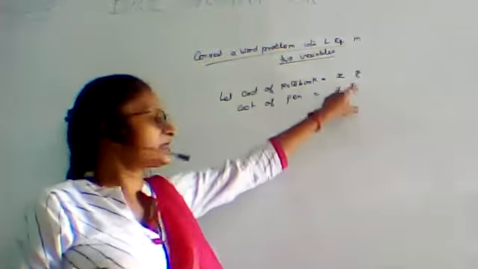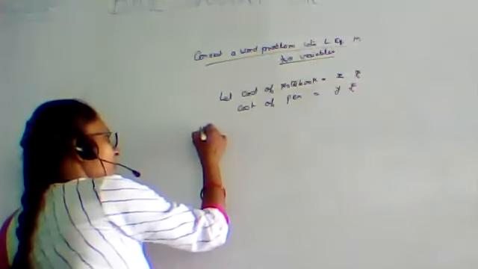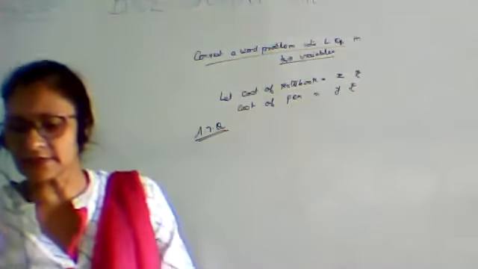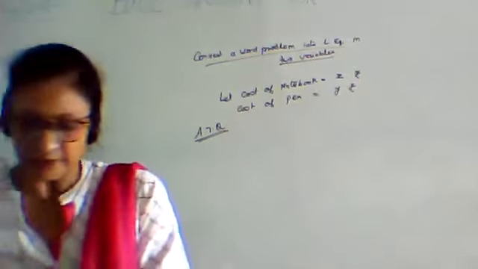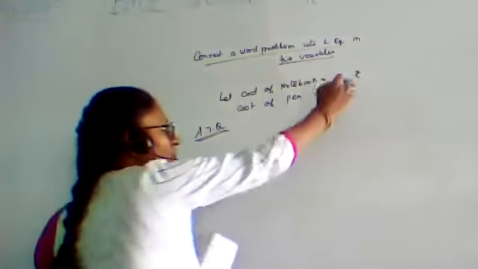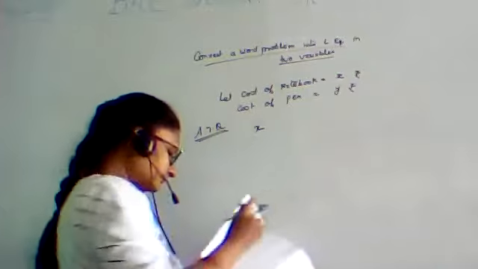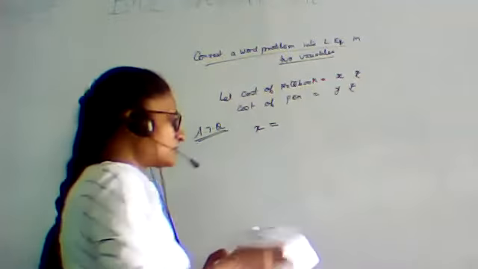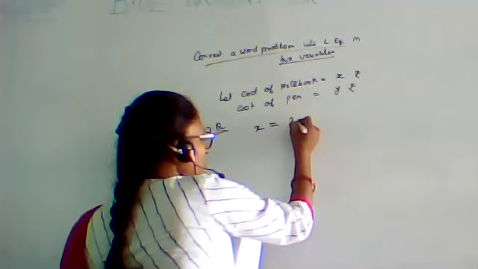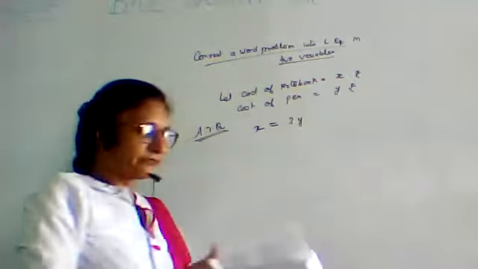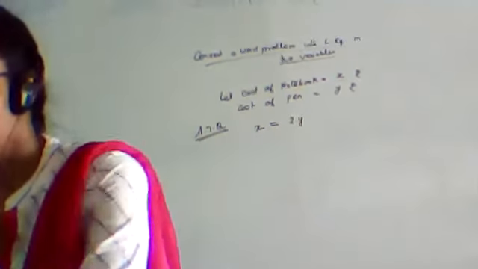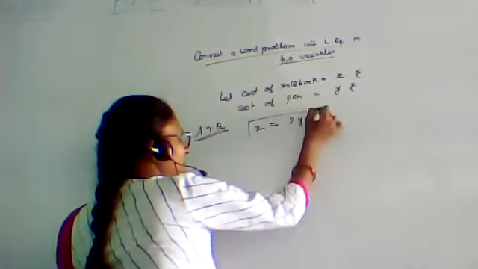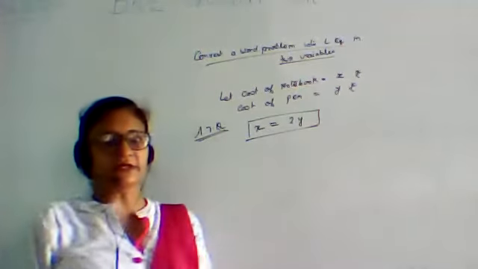जब हमने इन दोनों को assume कर लिया, then according to the question, what is the statement? The statement is the cost of notebook, cost of notebook means x, is का मतलब equals to twice the cost of pen, यानी 2 multiplied by cost of pen, and this is the linear equation in two variables according to our situation, and this is the formation of linear equation.